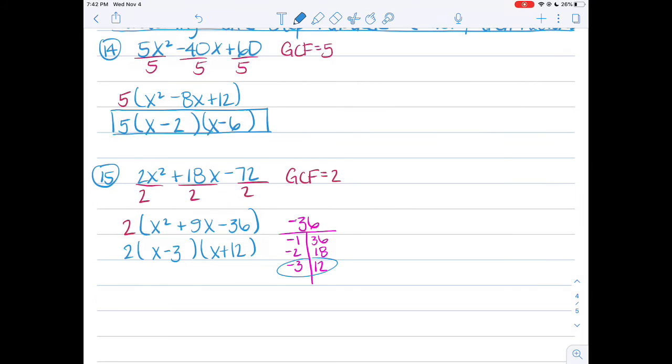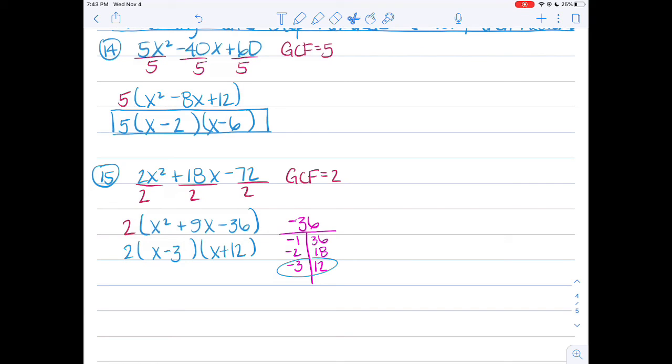All right, problem number 15, you should have identified the greatest common factor as a 2, and whenever I divide that out, I am left with x squared plus 9x minus 36 in parentheses. So I need numbers that multiply to be a negative 36, which means I need a positive and a negative, and because of this positive sign, I know that the bigger factor has to be positive. And if I needed to, I could start doing a t-chart.